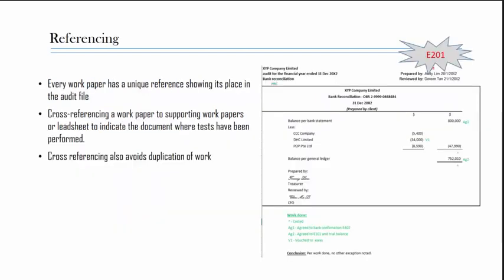We also need to reference our working papers properly, because every working paper needs to have a unique reference to show its place in the audit file. When we cross-reference our working papers to supporting working papers or to a lead sheet, we want to indicate the document where the tests have been performed. For example, this is E201. In this case, E201 is referring to the bank confirmation, referring to the bank reconciliation work that is being performed. Again, when we cross-reference, it also avoids duplication of work.